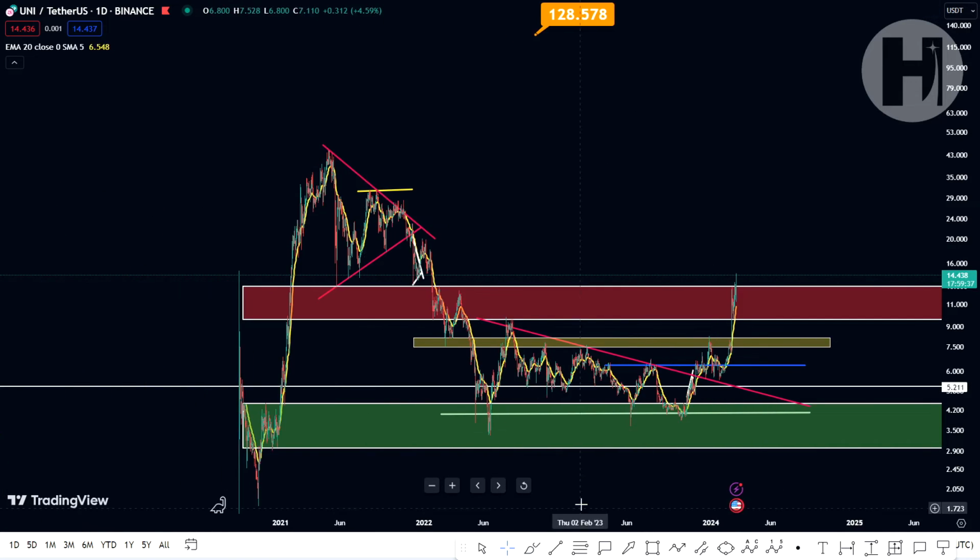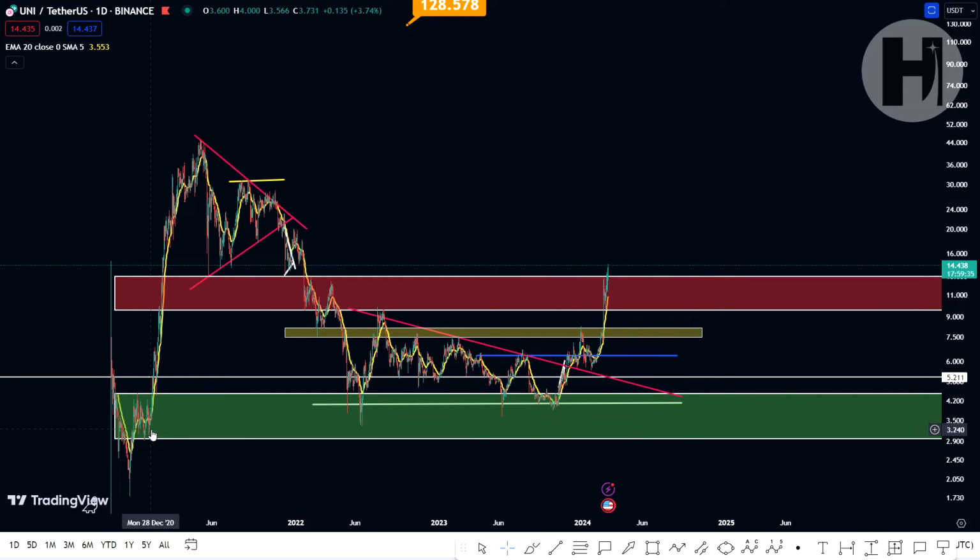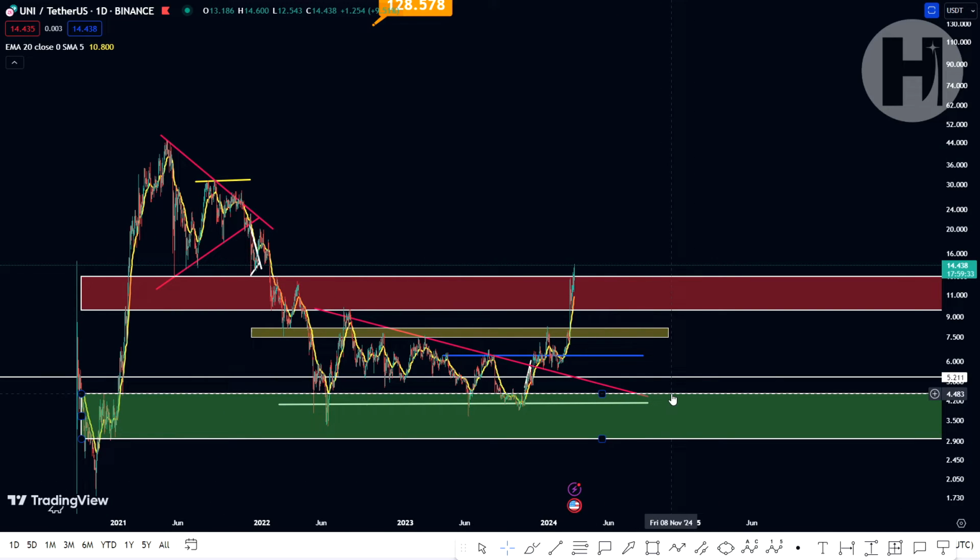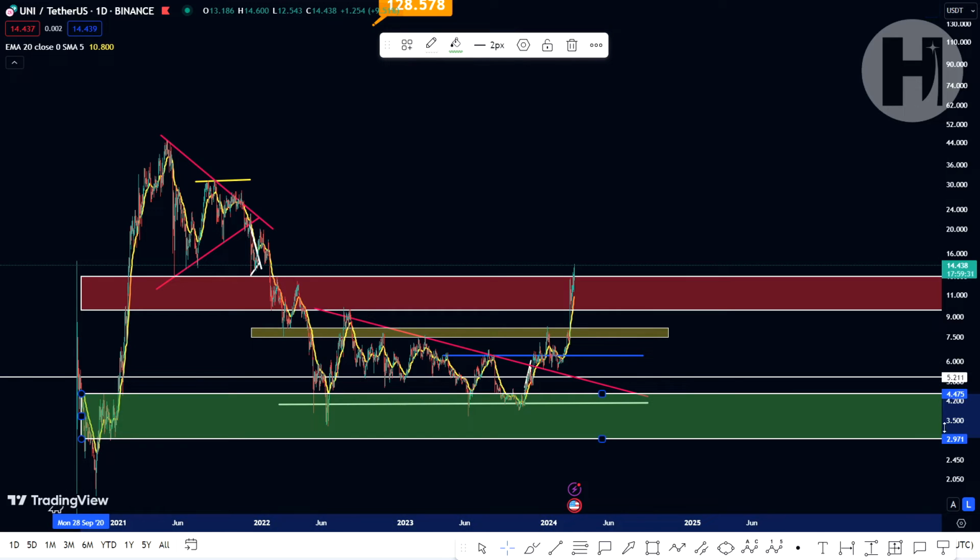Like, we were targeting this green block based on the 2020 touches, and this was between $4.47 down to $2.97, and as you can see, we bottomed out right in the middle of that green block. So I gave you this green block way before we actually dropped there.